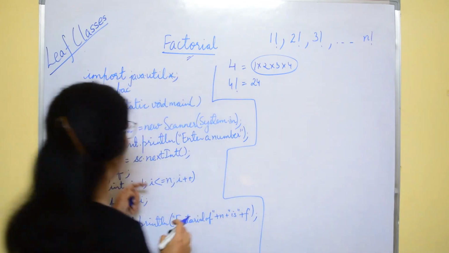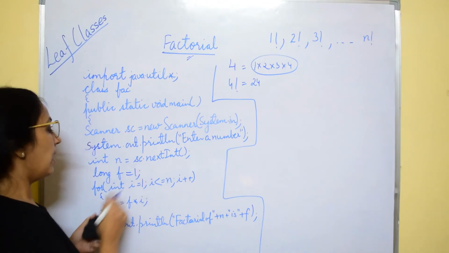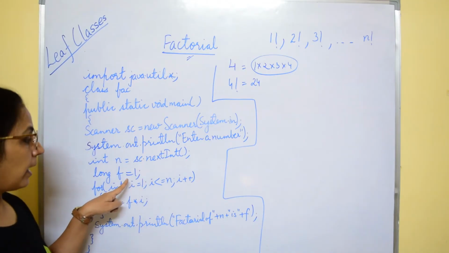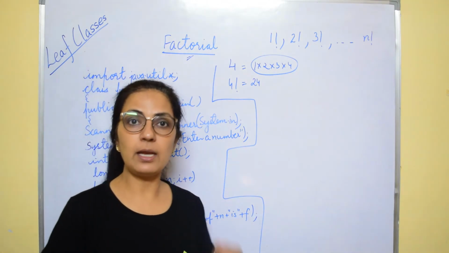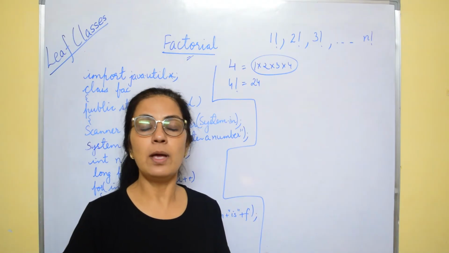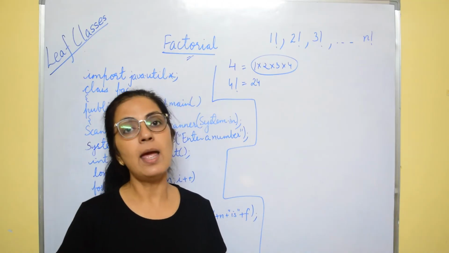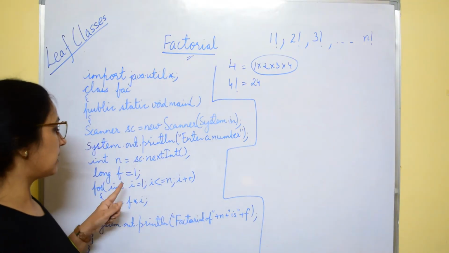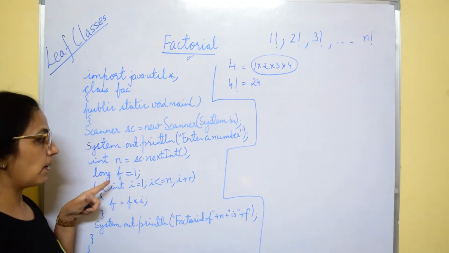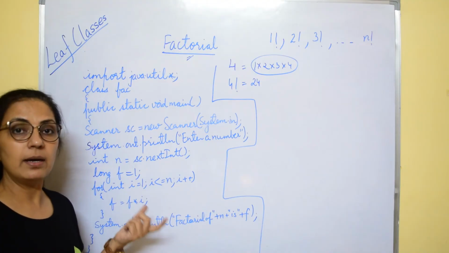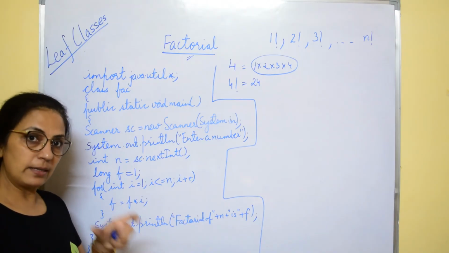So how to solve it? You are entering a number and then you take a variable f equals to 1. Already in previous videos I explained to you that any variable in which we want to store the multiplication result, we have to initialize it by 1, and for some we have to initialize it by 0. And here for the factorial variable I have taken long type, because if the number is big, then in int it may not be possible to store the factorial.